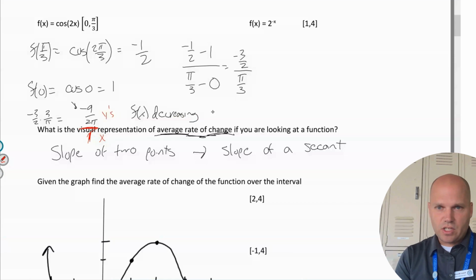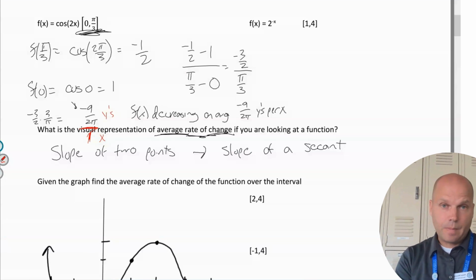F of x is decreasing on average. I should probably say on average, f of x is decreasing negative 9 over 2 pi y's per x over the interval 0 to pi over 3. I'm not going to write that down.